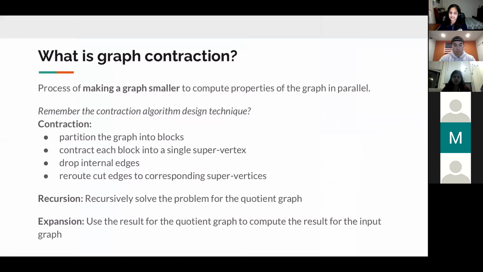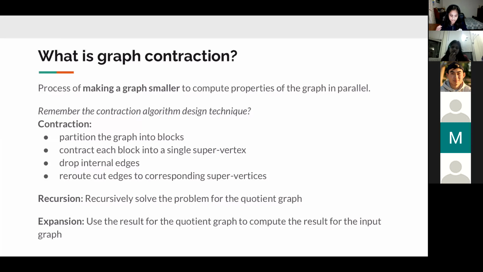So graph contraction is this idea of making a graph smaller in order to compute different properties of the graph in parallel. So if you remember back when we were studying algorithm design techniques, we talked about divide and conquer, we talked about brute force, and we talked about contraction. Contraction is a similar thing to that, except this is specifically for graphs.